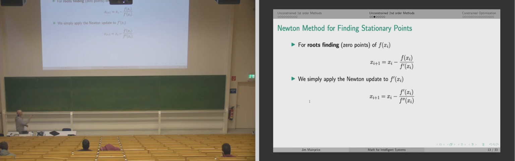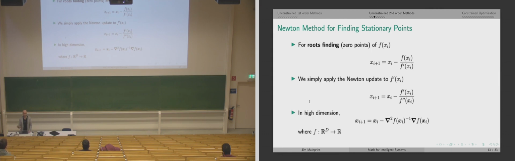And what appeared there, of course, because f prime was already there, is the second order derivative, and that's why we are in the unconstrained second order methods. And so in high dimensions, we can apply the same process of Taylor expansion, iteratively computing the Taylor expansion of the first order derivative of the function. And that's the second order Taylor expansion of the original function. And that is the Newton method.